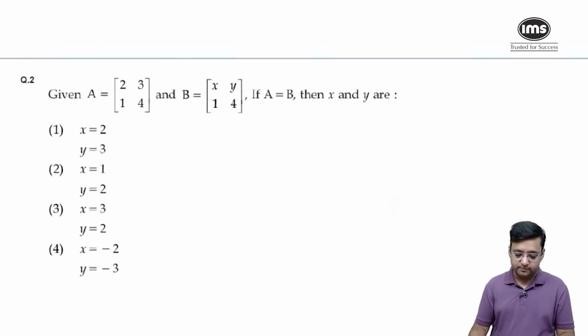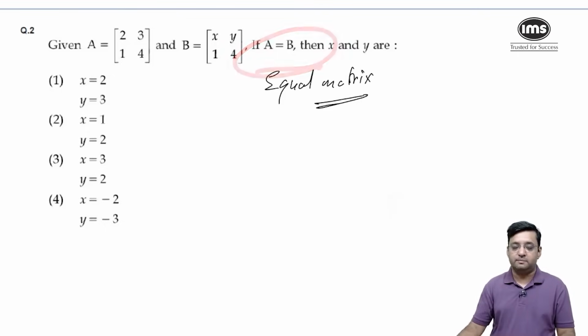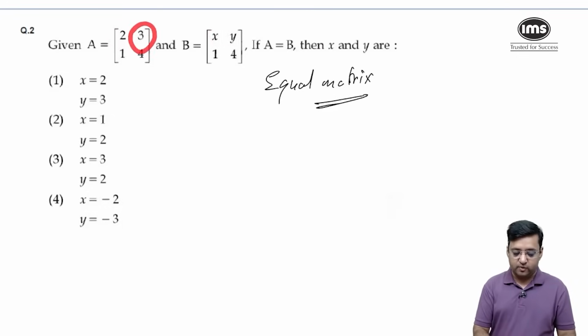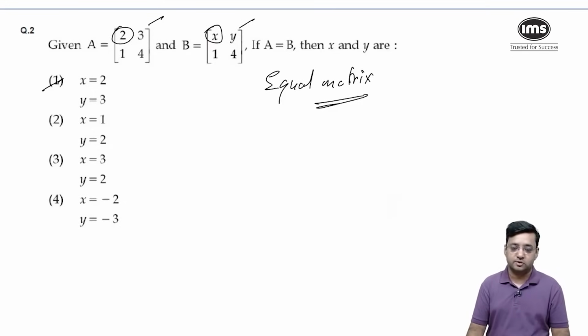Now coming to the next question. The next question is about matrices. Before going to the question, let us understand what an equal matrix is, because the question is about equal matrices. In an equal matrix, A11 will be equal to B11 and A12 will be equal to B12. So in this, x will be equal to 2 and y will be equal to 3. This gives us the first option, where x equals 2 and y equals 3.